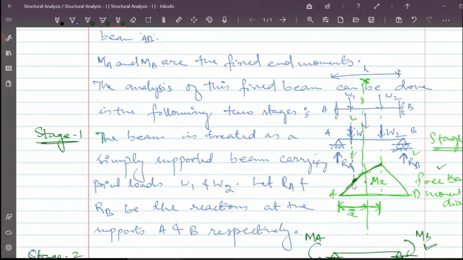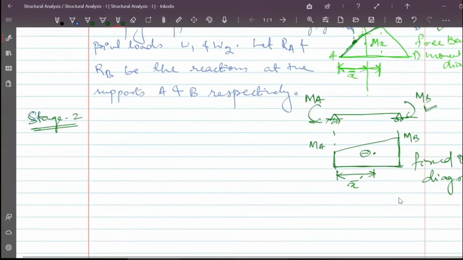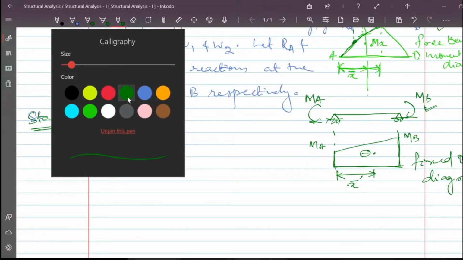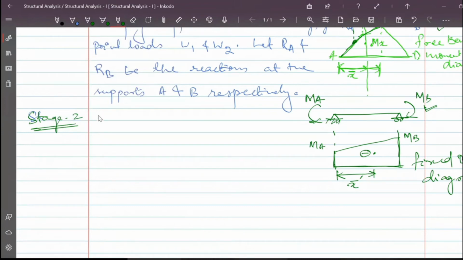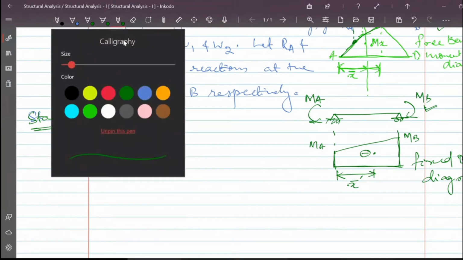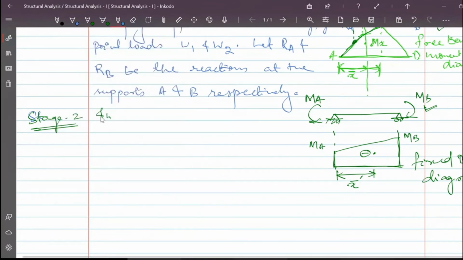Okay. So any other doubts you have now? No? Okay. So now what is the explanation for this stage 2? So now we can write that in the stage 2, the simply supported beam is considered.